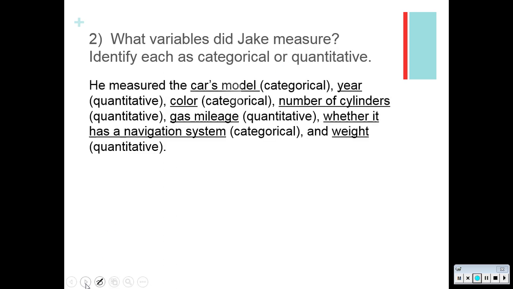So as far as the variables that he measured, the variables here would be the car's model, which is categorical. There's the year of the car, which is quantitative. There's the color of the car, which is categorical. There were the number of cylinders, which is quantitative. There's gas mileage, which is also quantitative. Whether it has a navigation system, which would be yes or no, that's categorical. And then finally, the weight of the vehicle would be considered a quantitative variable.